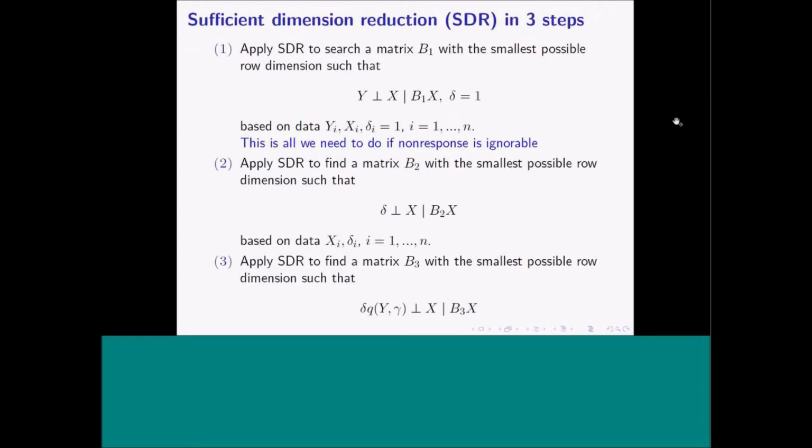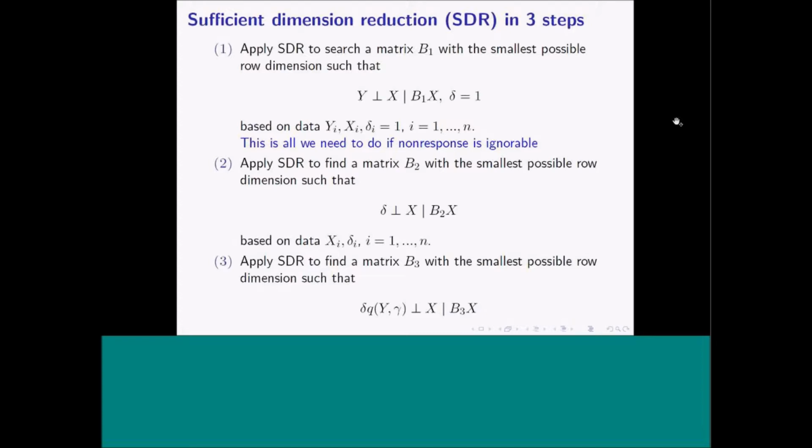Second, I deal with the second quantity, which is delta. I'm going to find a B2 such that, given B2 times X, delta and X are independent of each other. And this is also doable because both delta and X are observed. X has no missing data.